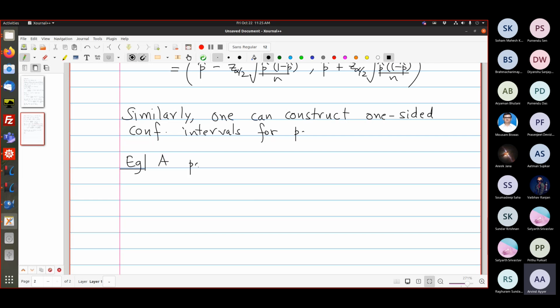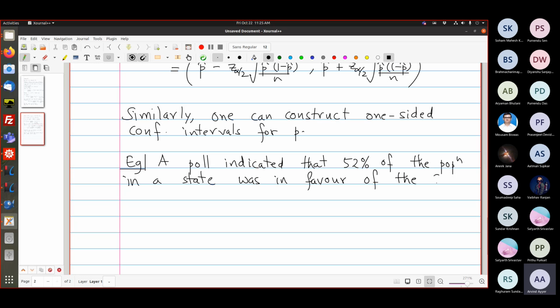Okay, so a poll, say, indicated that 52% of the population in a state was in favor of the chief minister with a margin of plus minus 4%.